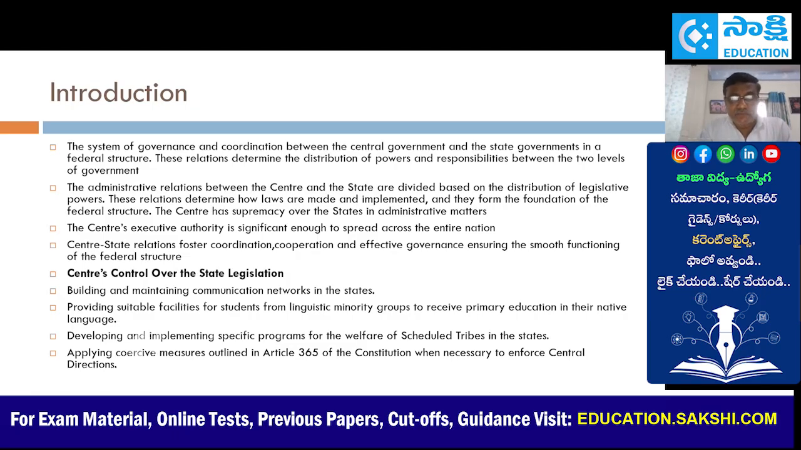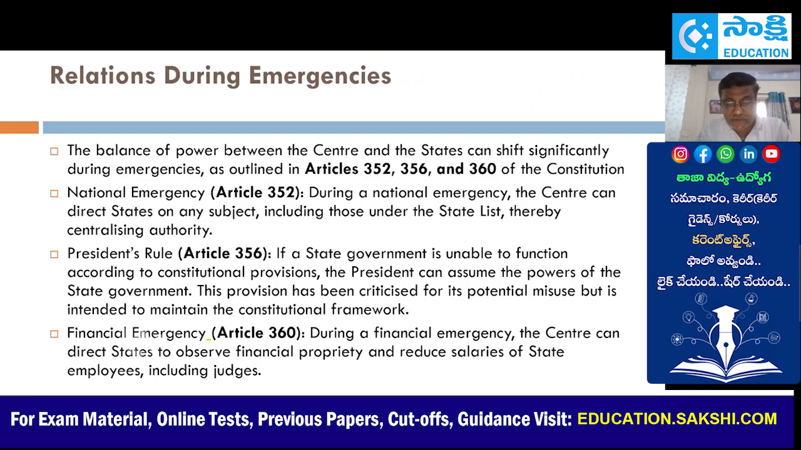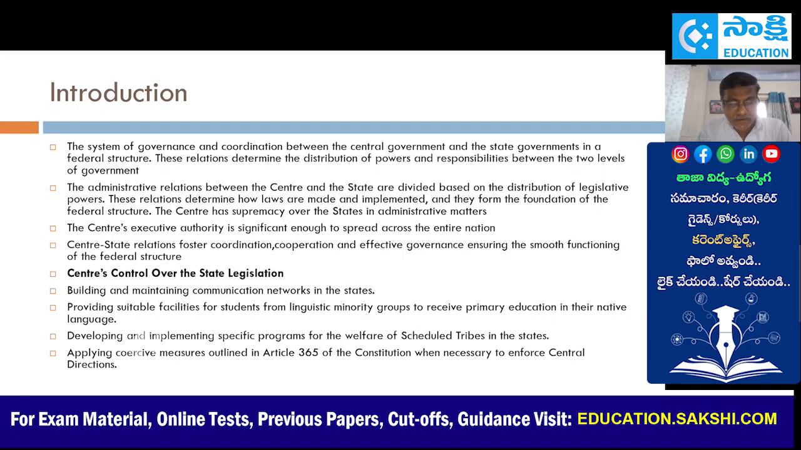The union government, state administrative relations governed by constitutional provisions state the roles and responsibilities of union government and state governments in administrative matters. This kind of relation between the union government and the state government fosters coordination, cooperation and effective governance, ensuring smooth functioning of the federal structure in India. In the federal structure, the relations between the union government and state governments are required to be strengthened.